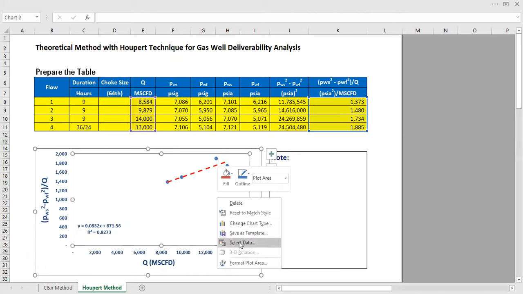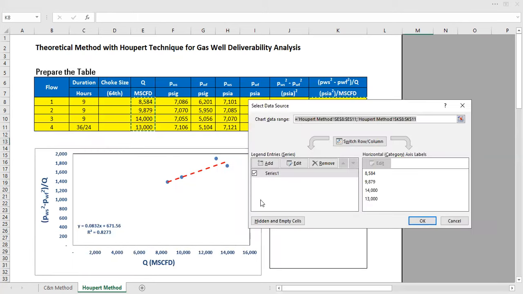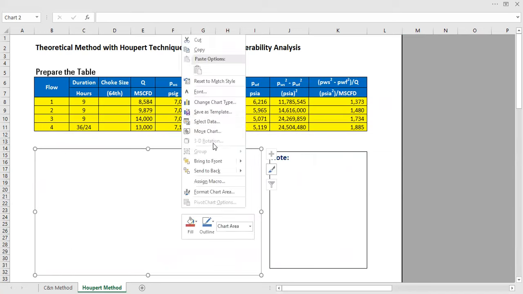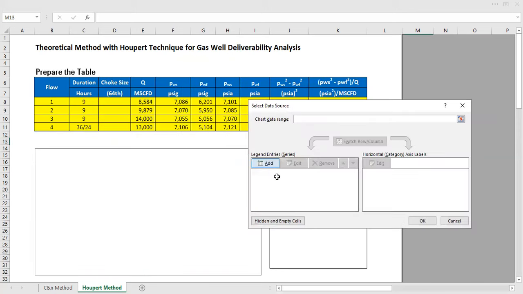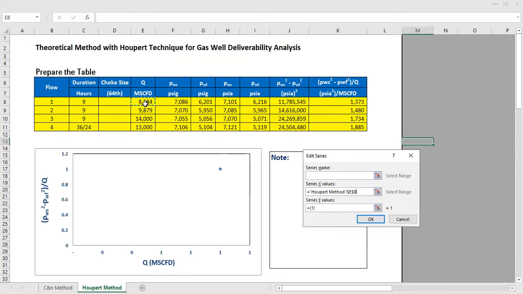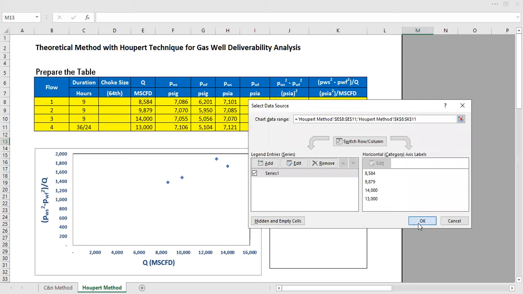So if I right click and select data, okay, this one, I can remove first like this. All right. And then select data, add. All right. You can see the axis. The X, the horizontal axis is the flow rate, this one. And for the Y axis, the vertical axis is this column. So you get that one.